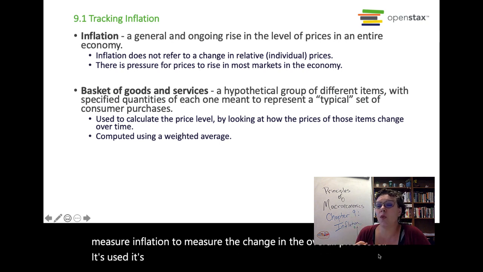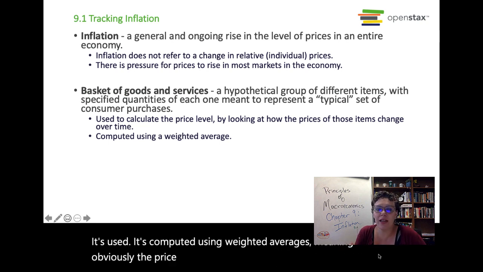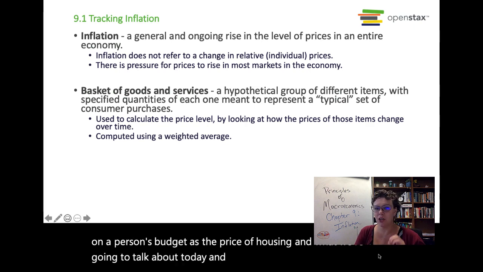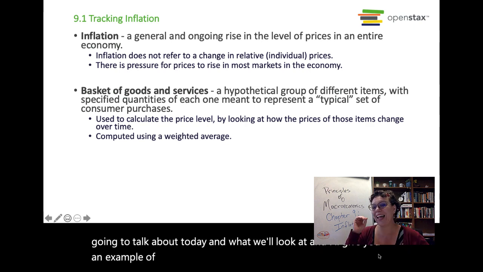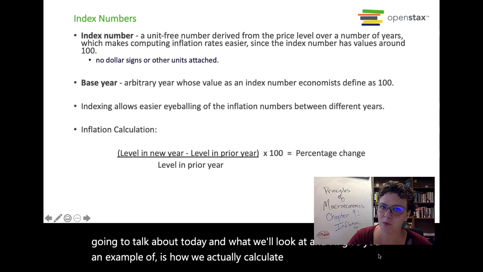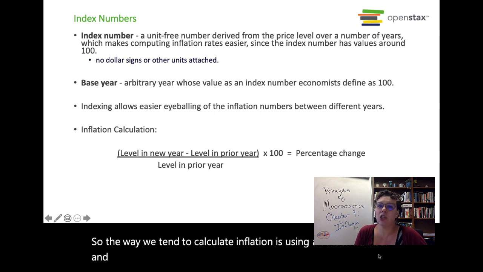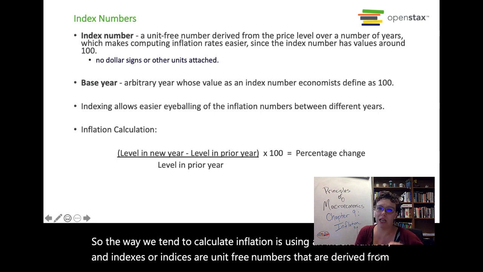It's computed using weighted averages, meaning obviously the price of bread is not going to have the same impact on a person's budget as the price of housing. And what we're going to talk about today, and I'll give you all an example of, is how we actually calculate inflation. So the way we tend to calculate inflation is using an index number. And indexes or indices are unit-free numbers that are derived from changes over time.